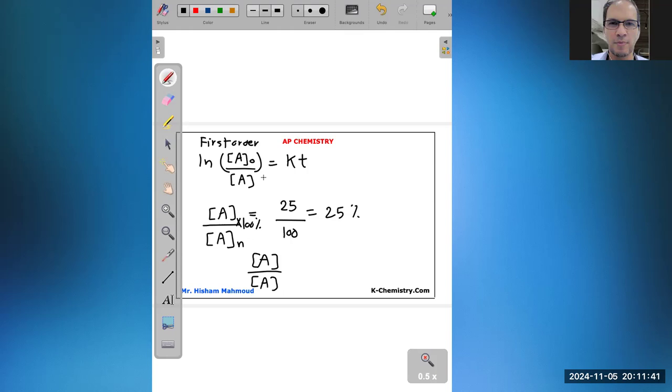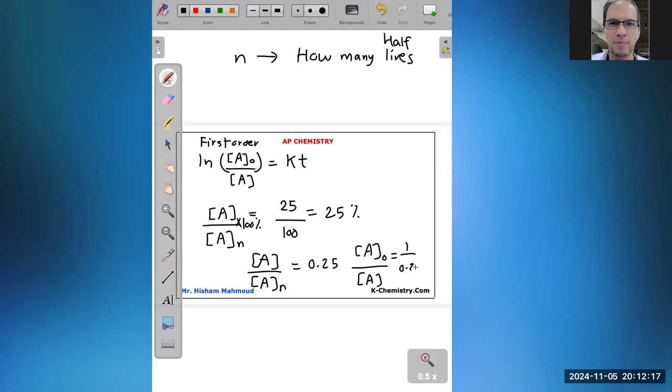يعني ايه N؟ What is the meaning of N؟ يعني how many half lives عدت؟ So N is how many half lives عدى عليها. How many half lives has passed. يبقى A على ال A N بتساوي 0.25. او اقول ان الاي عند الكونسنتريشن عند التايم 0 على الكونسنتريشن بتاعت الاي بتساوي 1 اوفر 0.25 يعني 4. يعني عدى عليك 4 هاف لايفز.